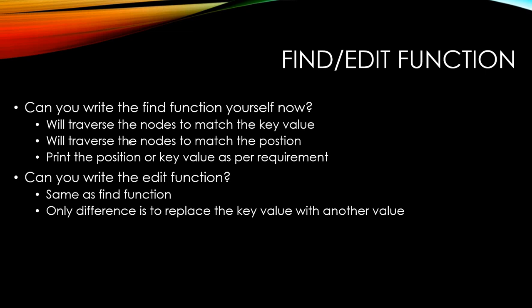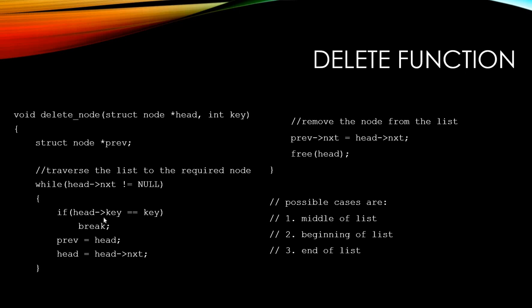What the find function will do is traverse the nodes to match the key value, just like we did in the delete function. As you can see here, we are going through the list until we find the key value or until we find the null value. What will happen if we don't find the key here? Actually, this will never be true, so it will never break from here, but it will reach the end, and then this while loop will break.